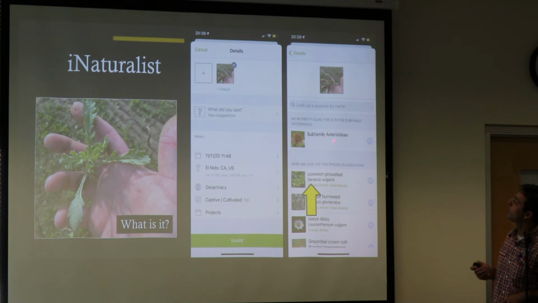It told me, oh, we are pretty sure that's probably in the Asteraceae family, or the Asteroideae subfamily. But I was mainly interested in the family, and then common groundsel. It was right as well.